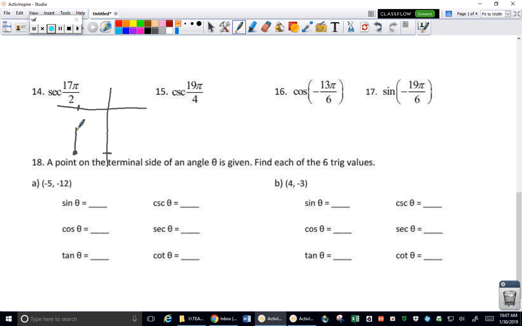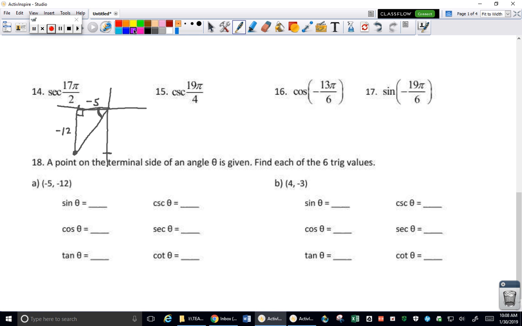So we can draw our right triangle like this, because we never draw the right angle at the origin. Okay, this is always the angle we're talking about, which has an x length of -5 and a y length of -12.